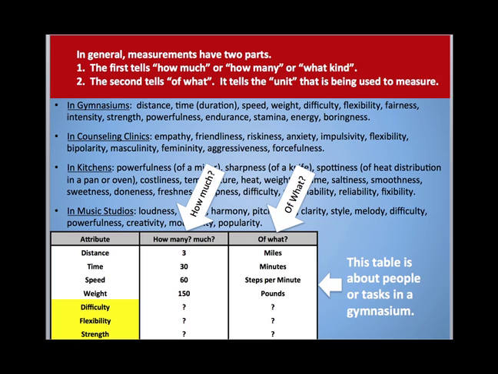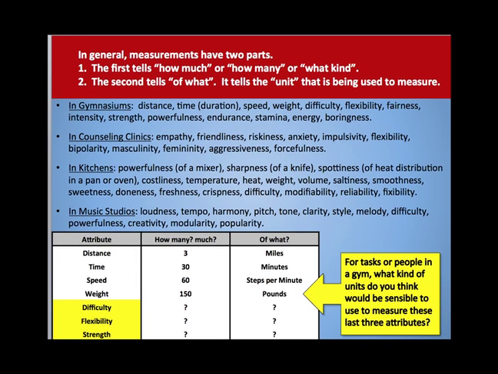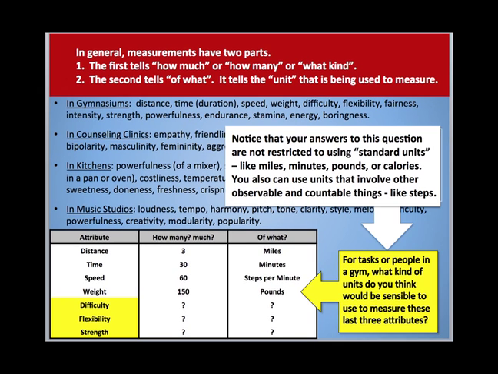For example, this table is about people or tasks in a gymnasium. Notice that the 2 parts of each measurement are shown. But, for the last 3 measurements, no information is given to answer the questions, how many, and, of what. So, you should stop this video at this point and try to answer these questions for yourself. Notice that your answers to this question are not restricted to using standard units, like miles, minutes, pounds, or calories. You also can use units that involve other observable and countable things, like steps.